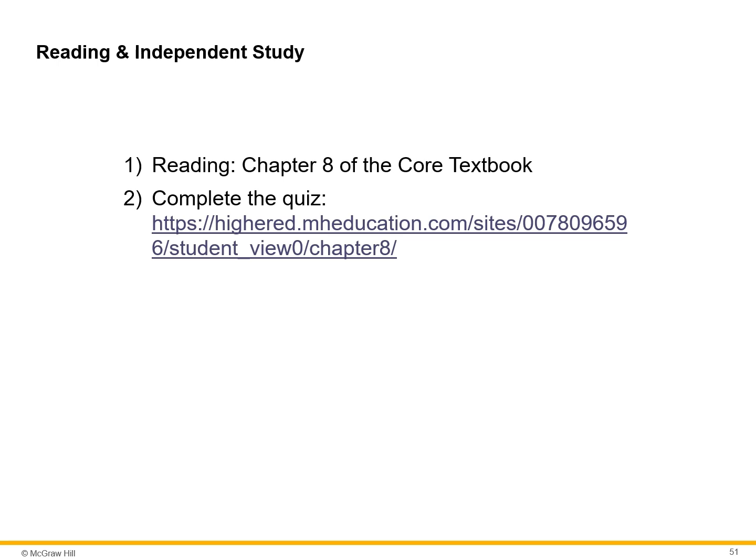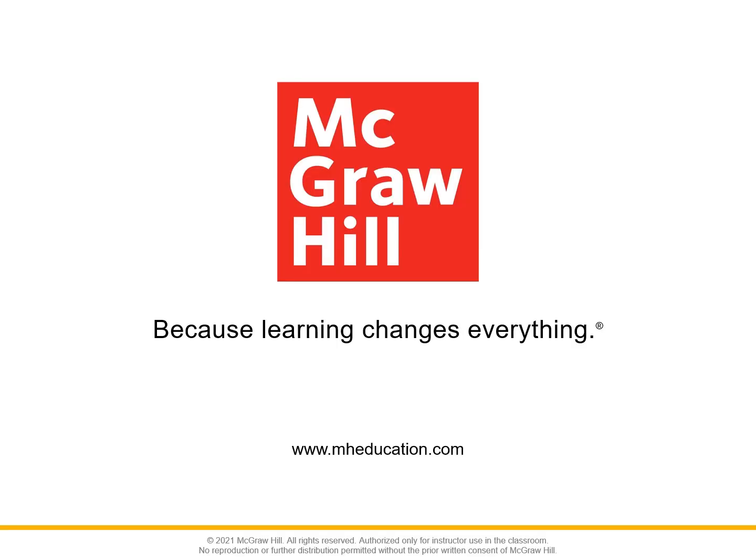Reading is called textbook reading, which is chapter 8 of this book. There is also a link pointing to the quizzes that students can do for some of the topics of this chapter.